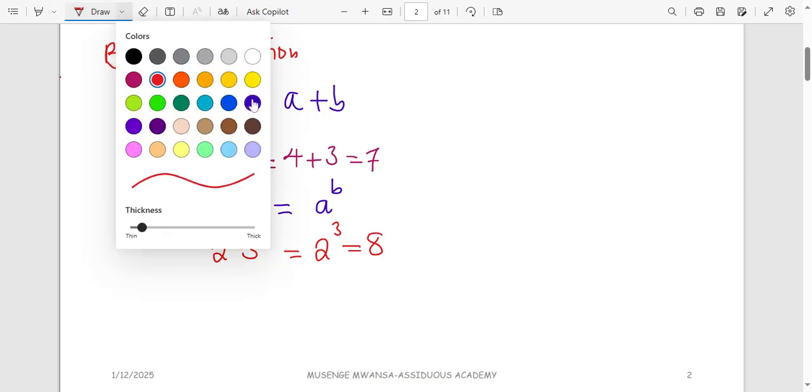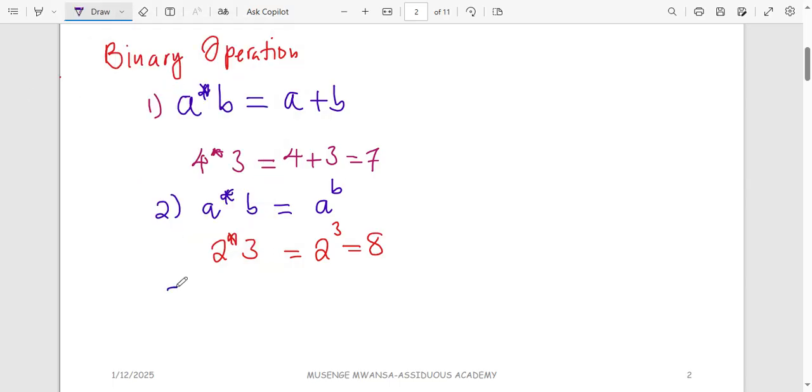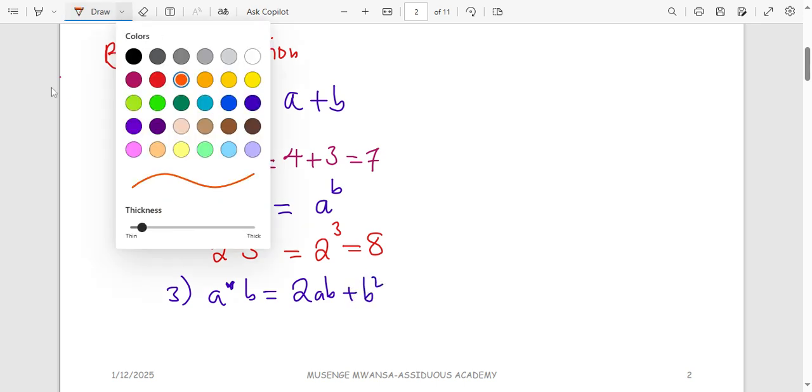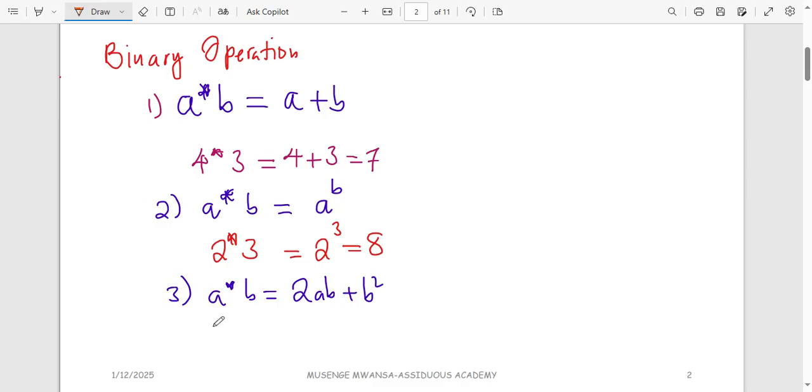Say you've been given another binary operation, and you've been told, say, A star B is equal to 2AB plus B squared. That is the binary operation. And then now they ask you to find 1 star 2. So, okay, let me put 3, 1 star 3.